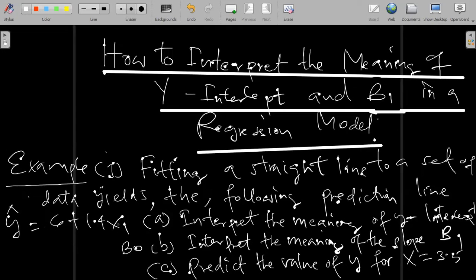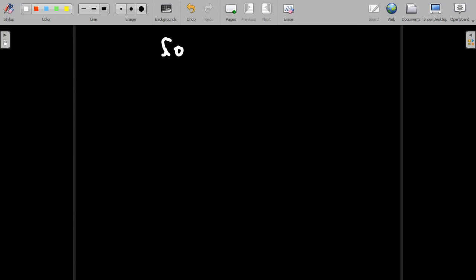Today we're going to look at how we interpret the meaning of the y-intercept and beta 1 in the regression model. Beta 1 is the slope coefficient in the linear regression model. So in a fitted line for a data set of yield, the following prediction line was given: y estimated is equal to 6 plus 1.4x1, and we are required to interpret the meaning of the y-intercept, interpret the meaning of the slope beta 1, and predict the value of y for x equal to 3.5.